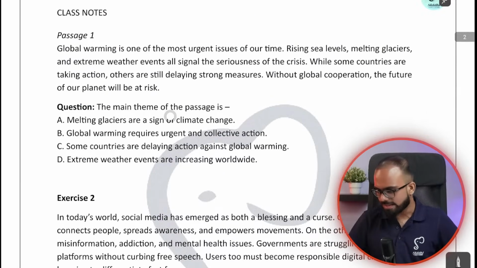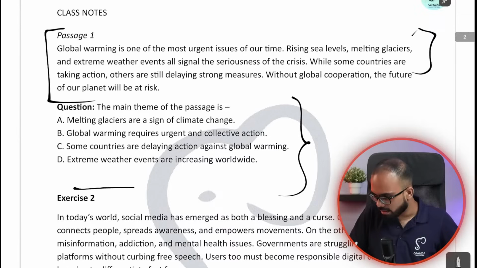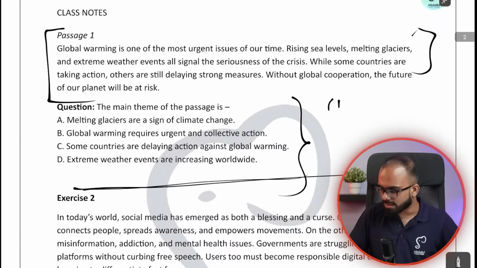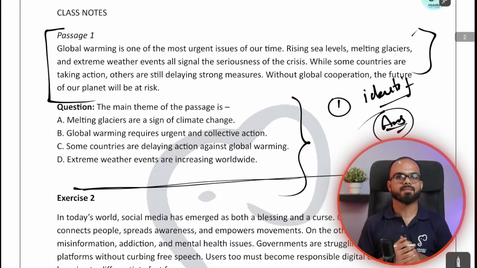Now, your exercise: read the first passage and identify the central theme of the RC. Your task number 1, you identify the central theme of the RC and give me the answer first. That is your first task.